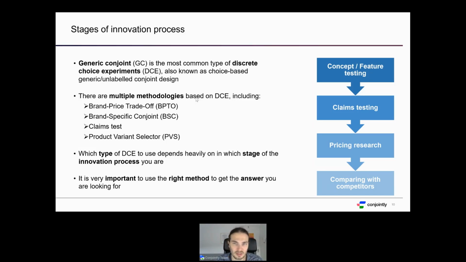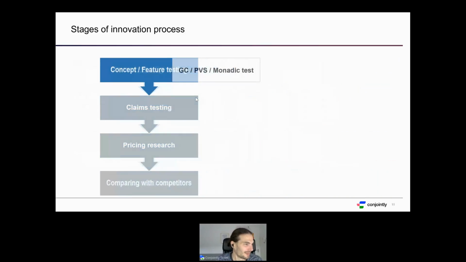Product variant selector: what type of six bottles of soda do people like the most? Basically, you just want to know which variation of a product people like the most. So this could be, does an orange label work better than a blue label, a green label, and so on. As you can see on the right, I try to break it down into different stages of innovation. Sometimes they overlap, so let's have a look.